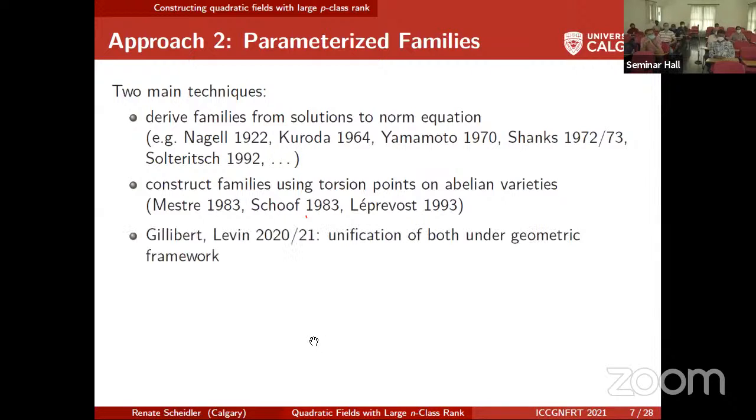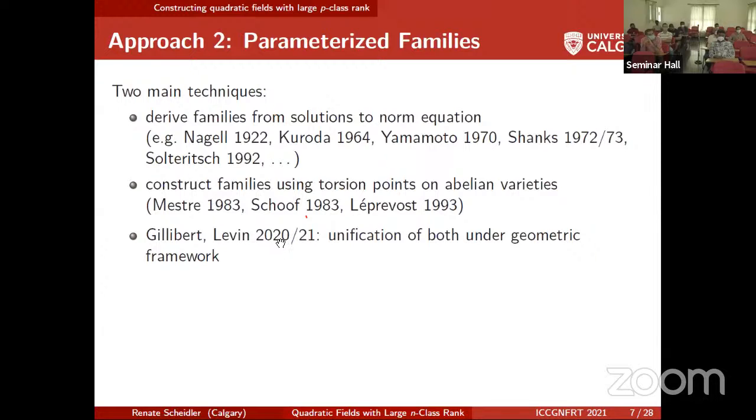And Gilibert and Levin, in a wonderful paper from quite recently, 2020 and 2021, unified both of these approaches under a geometric framework. I believe Gilibert is actually also speaking at this conference, and he's also a regular at these conferences. So he's a friend of the show, so to speak. He's a friend of this conference.